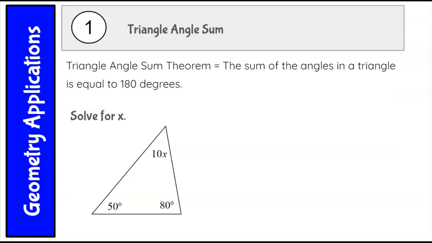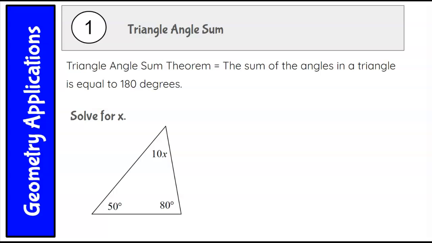The first example is a triangle angle sum theorem problem, and I can tell because it's a triangle and the three angles are labeled there. So I know this falls in the category of triangle angle sum, and it says to solve for x. The key piece that you need to know is that the triangle angle sum theorem says that the sum of the angles in a triangle is equal to 180 degrees. So when I add these three numbers together, I should get 180 degrees.